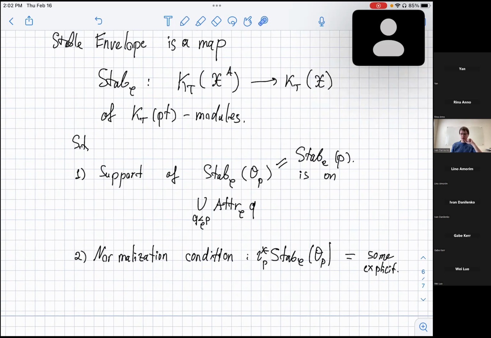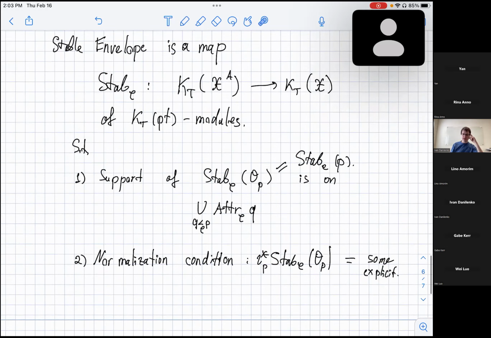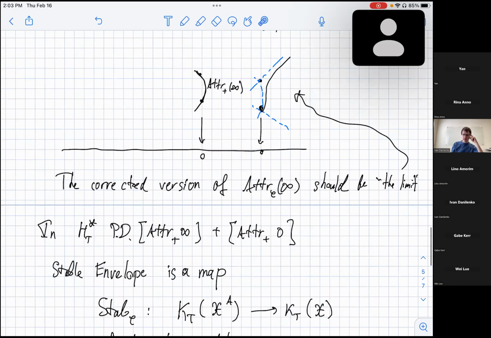So the second condition is some sort of normalization condition, which basically says that if I sit at my point, the restriction to this point will give the same contribution as just the attractor here. It's some explicit expression in the conormal bundle, in the conormal fiber at this point.